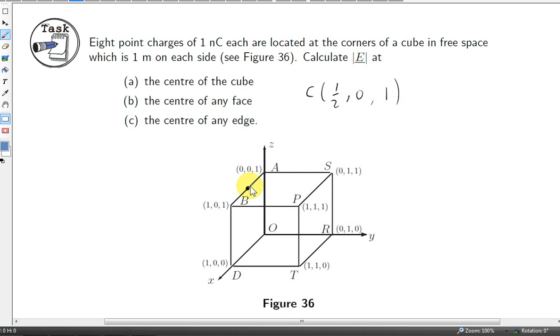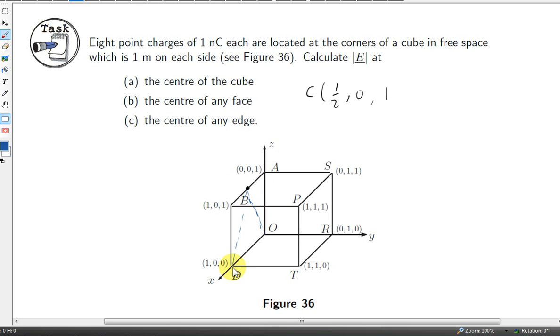First of all, let's look at the E vector due to B, due to the charge at B. Well, it's going to be in this direction, away from B, and the E vector at C due to A is going to be in this direction here. So they're going to cancel each other out. So we can forget about the E vector due to the charges at A and B.